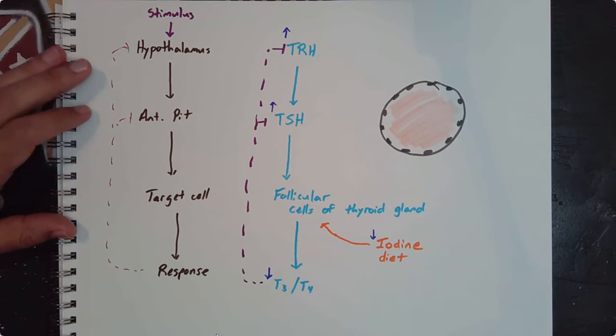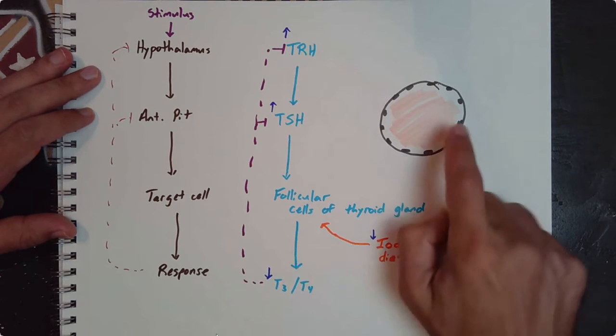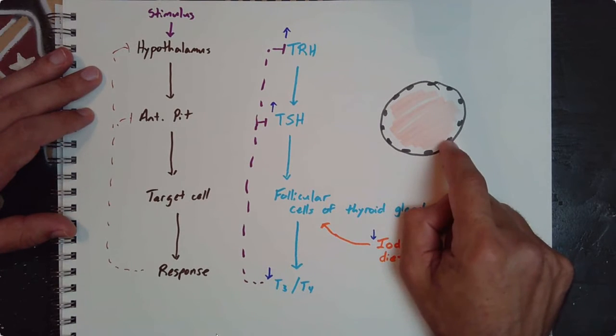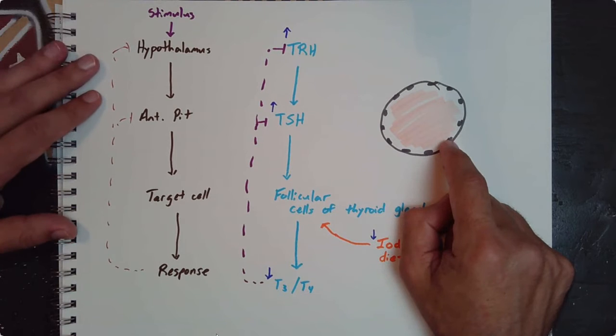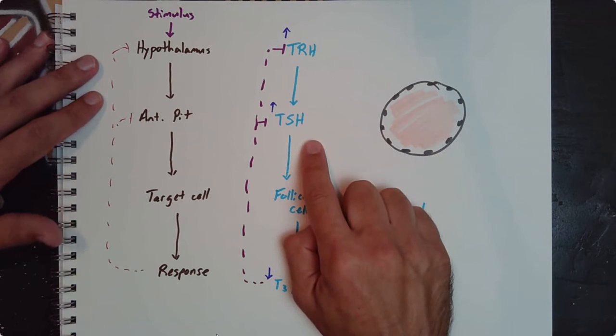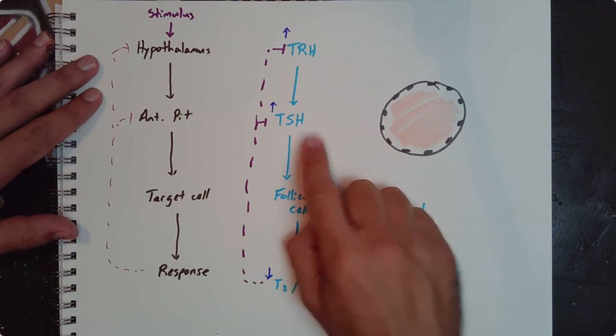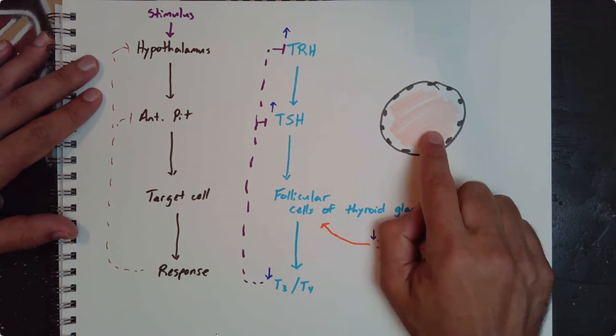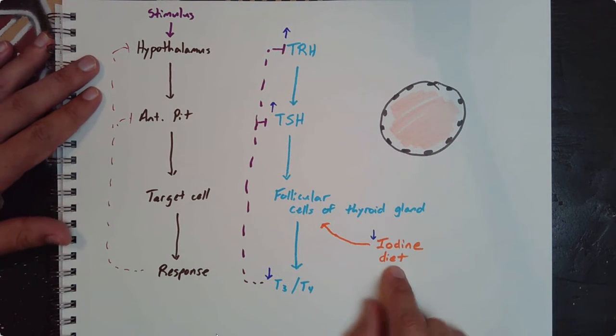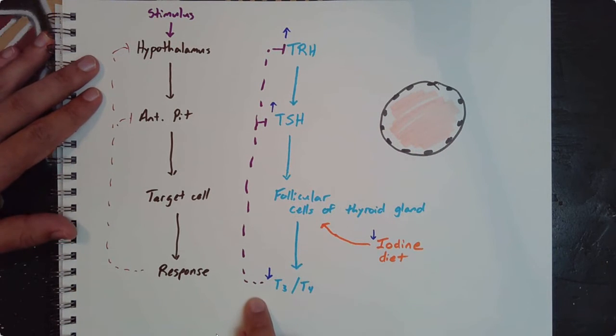Thyroglobulin. And guess where that thyroglobulin comes from? It's made by the follicular cells too. So as TSH levels increase, we're going to get more thyroglobulin. But if there's no iodine in the diet, will we also get T3, T4?